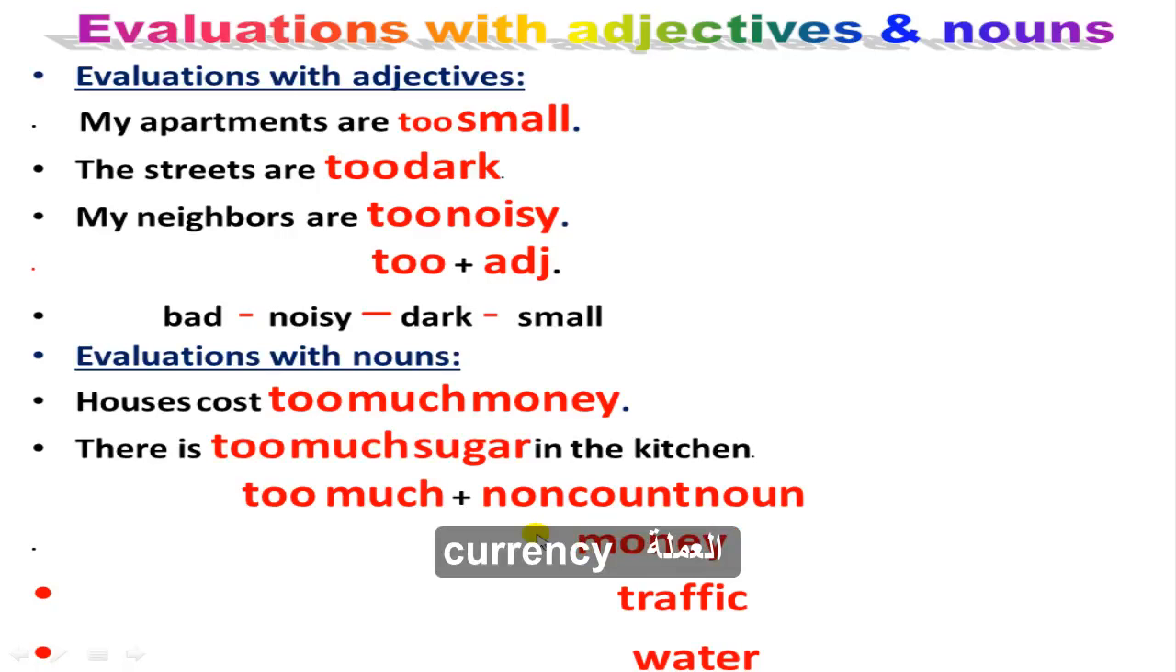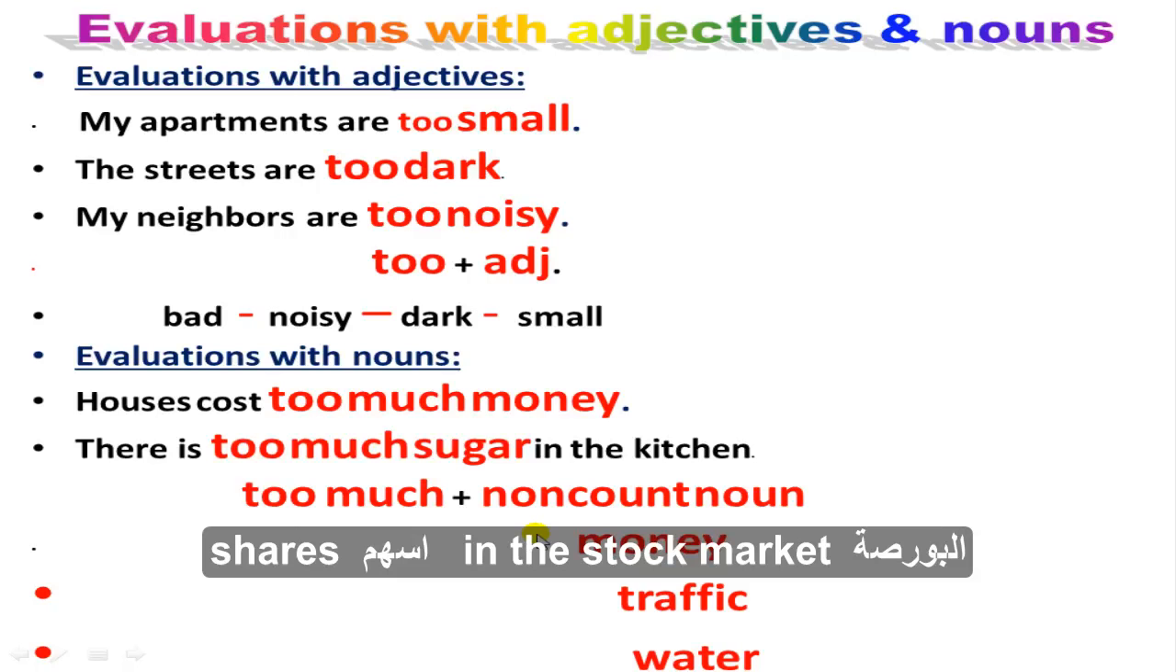We count currency. But if I said, he has too much money, it means he has cars, houses, buildings, flats, money in the bank, companies, shares in the stock market. When I say he has much money, the word money here is not only cash, but cash, real estate, property, land, cars, money in the stock market, shares, and money in the banks. So all of this is the word money, a general word.